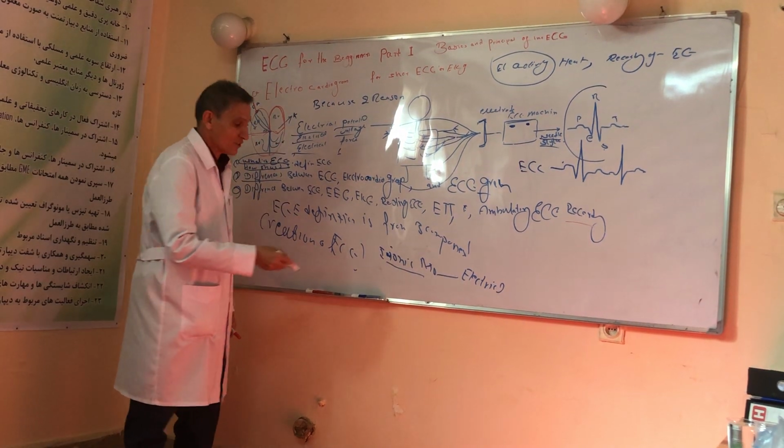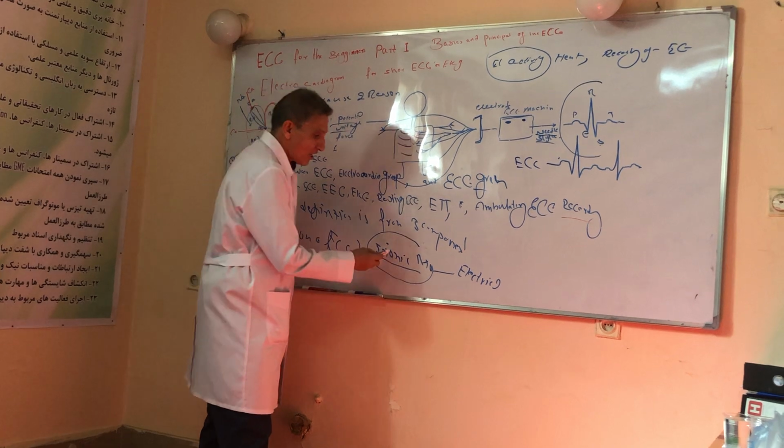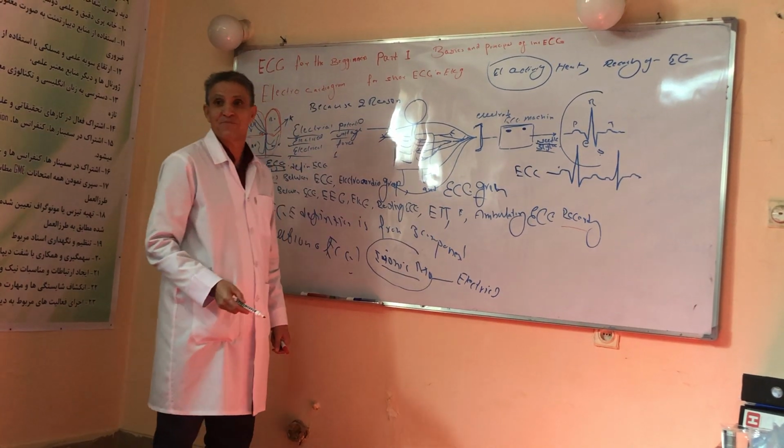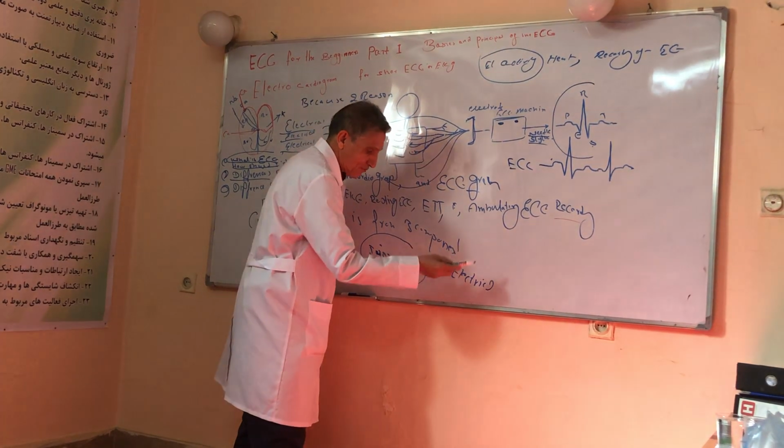So we come back to the following step. Ionic movement. What is produced by this ionic movement? Electrical force, or an electrical potential.